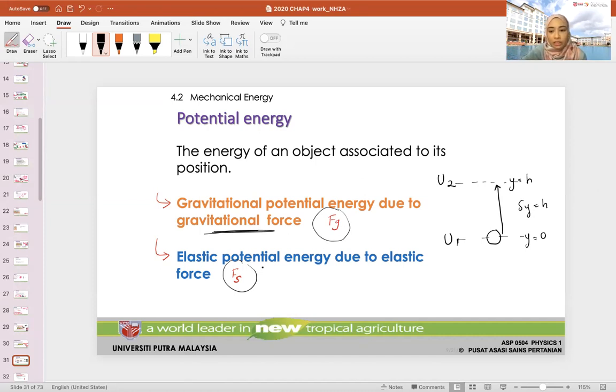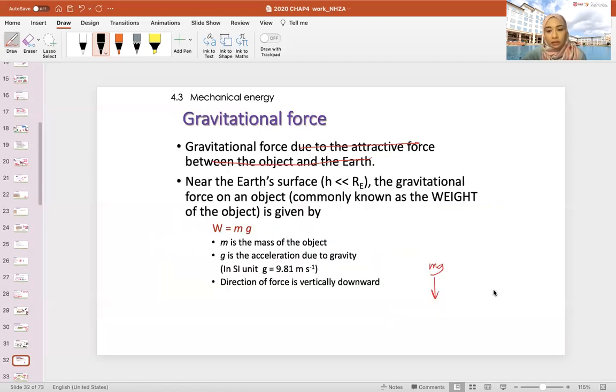And then for elastic potential energy, this is related to our F equals kx, remember? This is also related to position. We extend the spring and then there is displacement. So it's related to position as well. Both of these energies are related to position. One is related to the height. The other is related to the extension or the compression of the spring. Both are position. Okay.